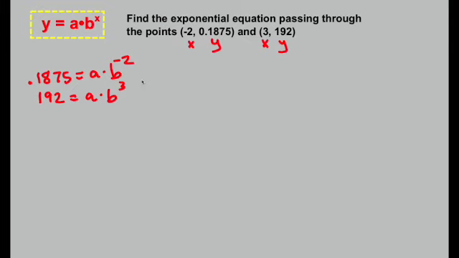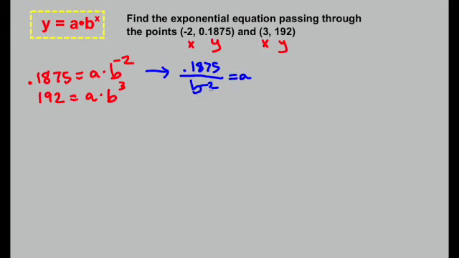So we basically have 2 equations where we have 2 unknowns, a and b. Our next step is going to be simple. We're going to take one of them and solve for a. So I'm going to take the top one. If I solve this for a, I'm going to divide both sides by b to the -2 power. So I'm going to wind up with 0.1875 over b to the -2 equals a.